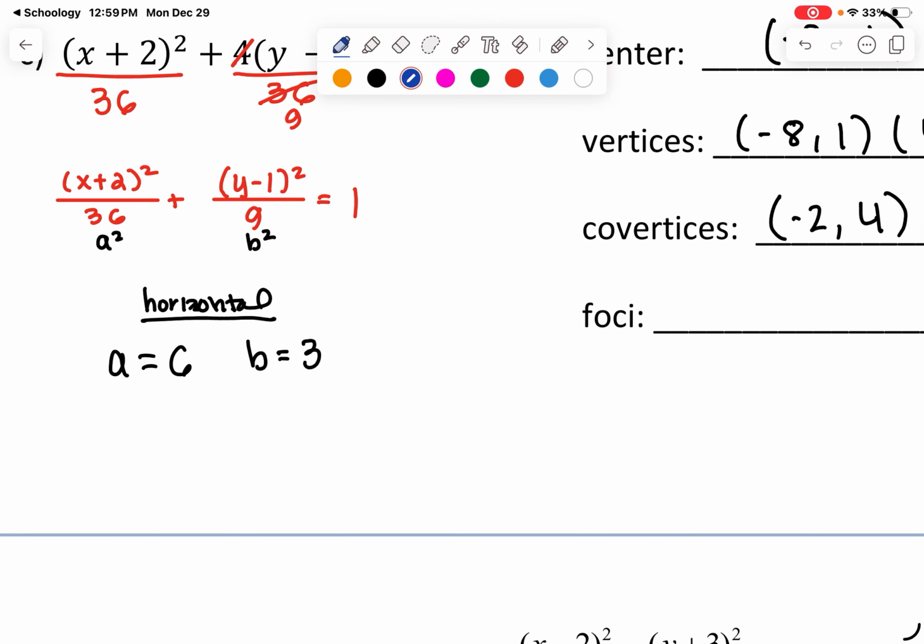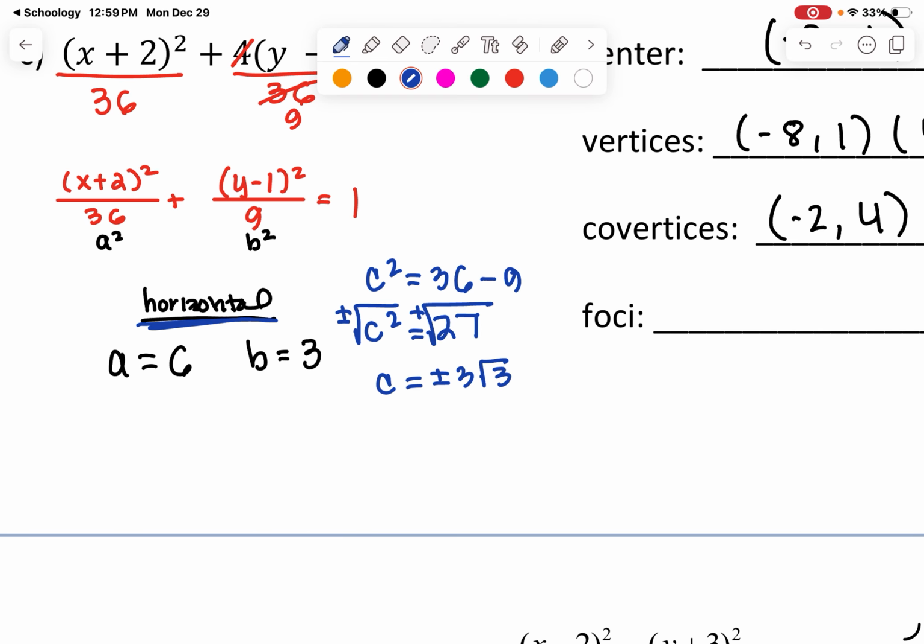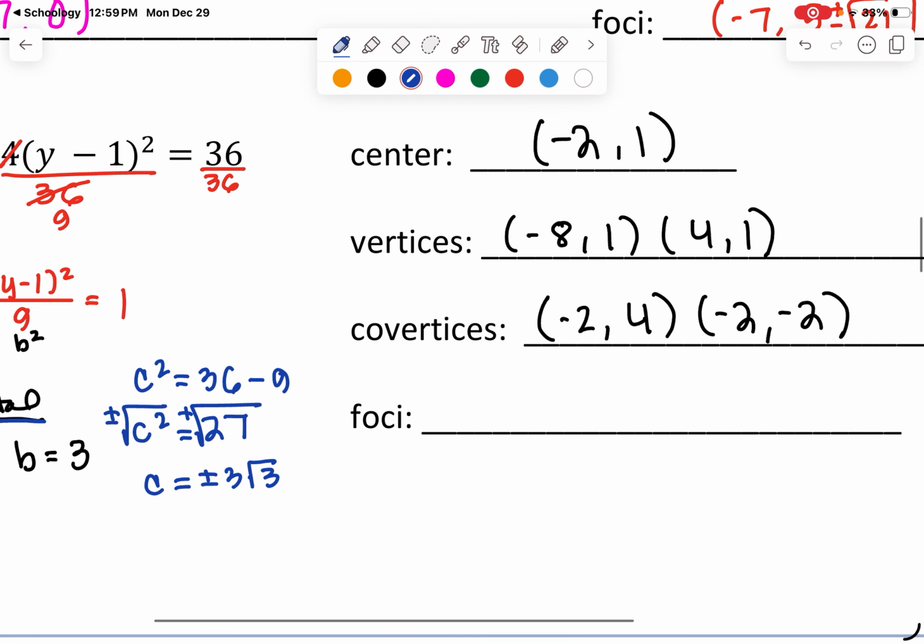Lastly, I need my foci. So I'm going to do c squared is equal to a squared, which is 36, minus b squared, which is 9. So I have c squared is equal to 27. I wish it was 25, but it's okay. Square root, plus or minus, simplify that. So we have plus or minus, 9 goes in there 3 times, so 3 root 3. Since this is horizontal, I'm moving left and right from my center. So from that x value of -2, I'm moving left and right 3 root 3, and then not changing my y value.